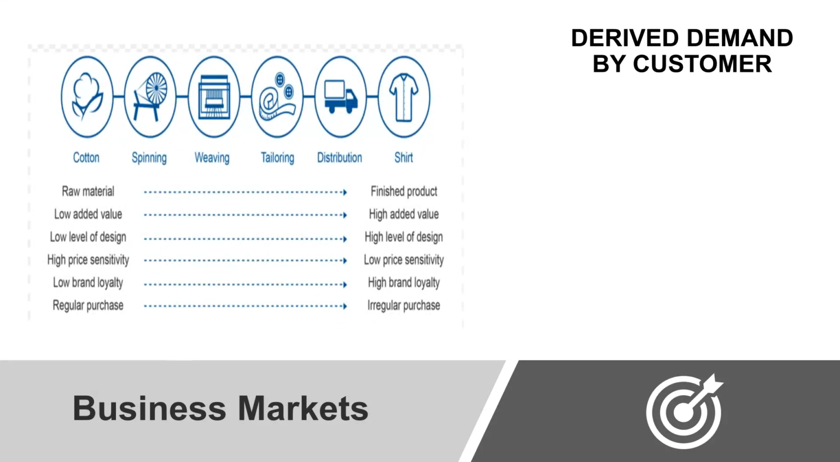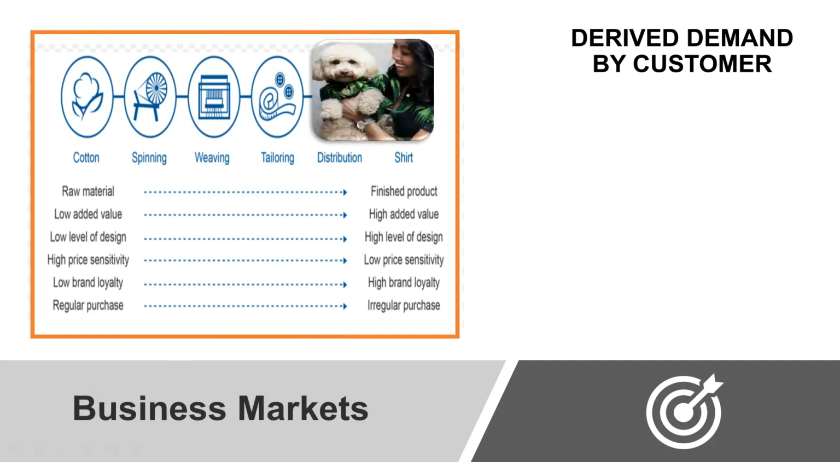So let's take a look at what derived demand means. Patty wants to distribute shirts for dog owners and their dogs. But in order to make a shirt, it needs to be created from cotton. Somebody needs to spin it, weave it, tailor it. And then Patty, at the end of the day, is going to distribute the shirt to the end consumer.